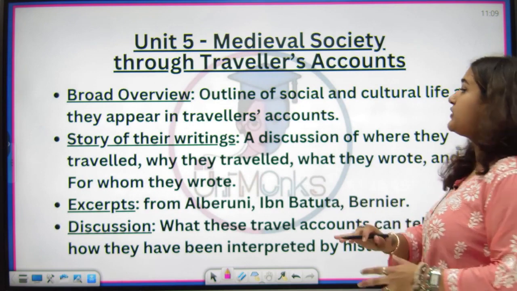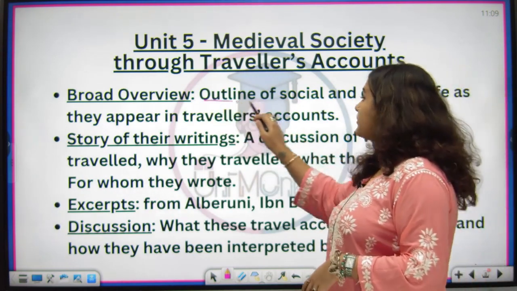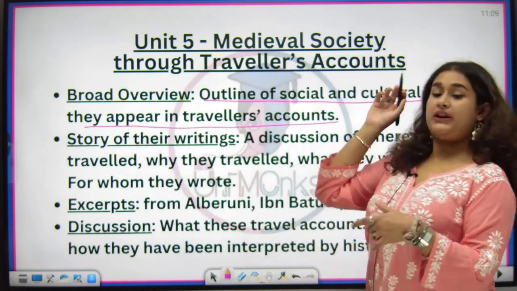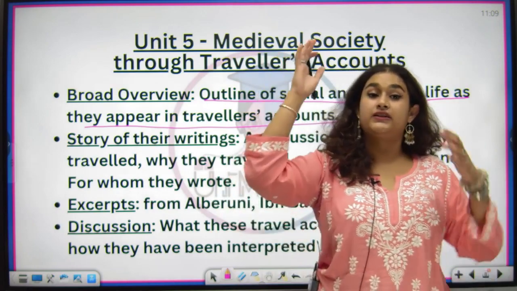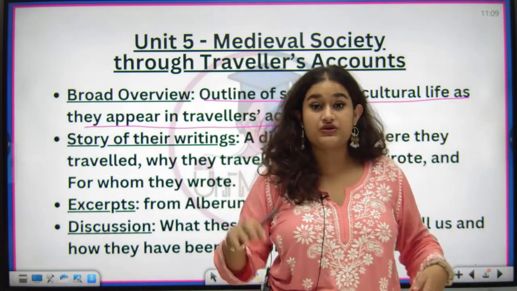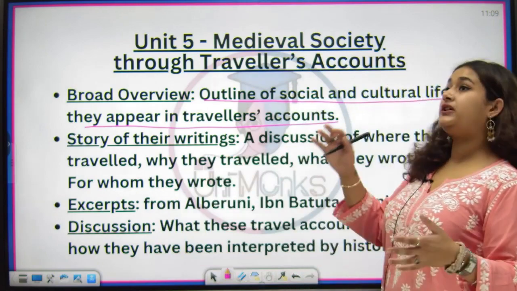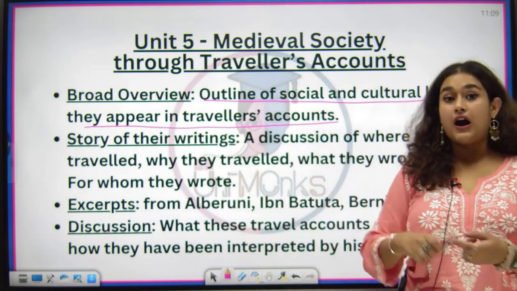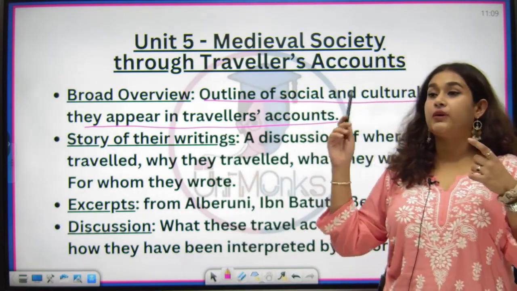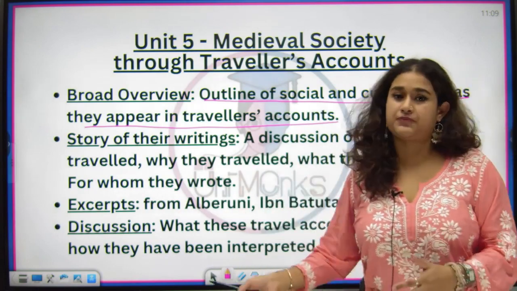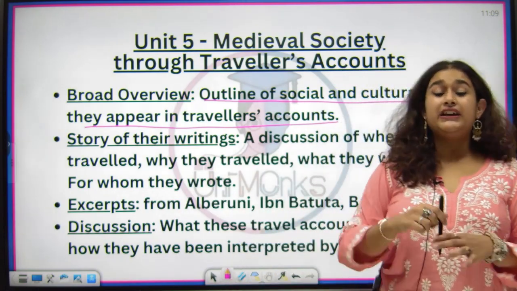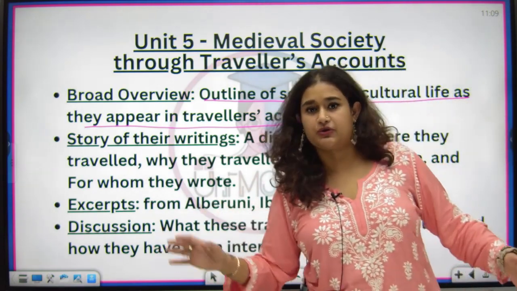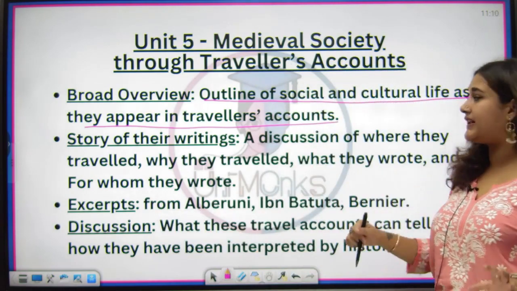A broad overview of this unit is going to be the outline of social and cultural life as they appear in travelers' accounts. Now, if you have already studied the 2nd chapter and the 1st chapter, you've seen my videos, you've learned from them, a major problem with the accounts and sources that we found is that, number 1, they are from the ruler's point of view, from the elite's point of view. But these travelers give us a very mundane point of view, how daily existence took place. So, that is why this unit is very important.